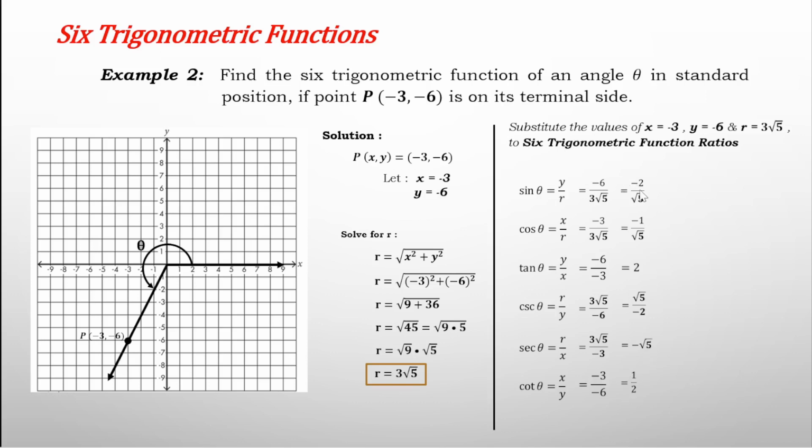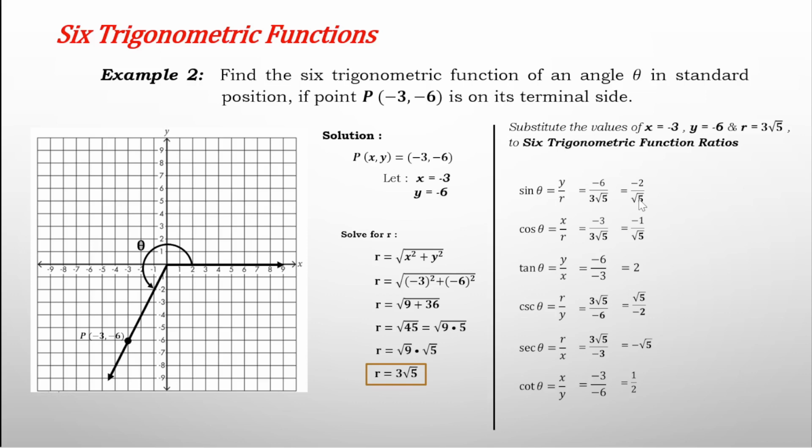And then look now at the ratios in the 6 trigonometric functions. There are ratios that have a denominator with a radical, in which we have to rationalize the denominator. It means that in the denominator there should be no radical number. So what we are going to do is rationalize the denominator. For example, in the sine theta, that is negative 2 over square root of 5. We rationalize the denominator by multiplying the numerator and denominator by square root of 5, which is the radical in the denominator.